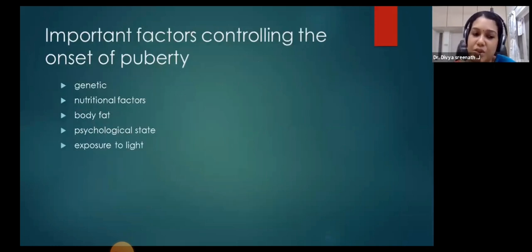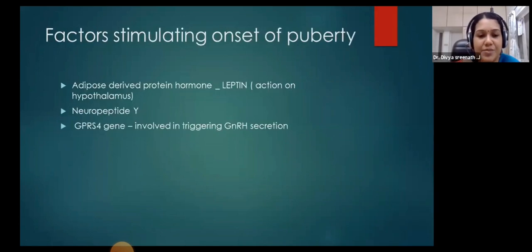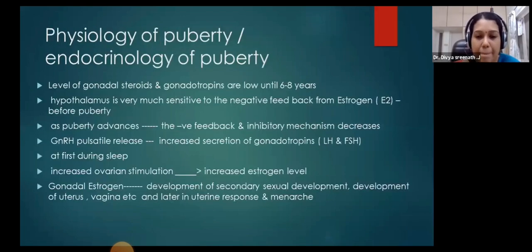Adding to it are the genetic, nutritional, body fat, psychological state, and exposure to light factors, which is well explained in our classics also. You can write this sloka. Shodashavarshyorhi. That sloka is very important. You can write it in the puberty context.